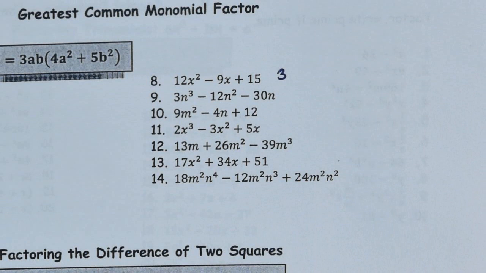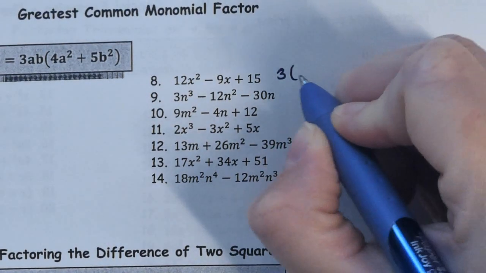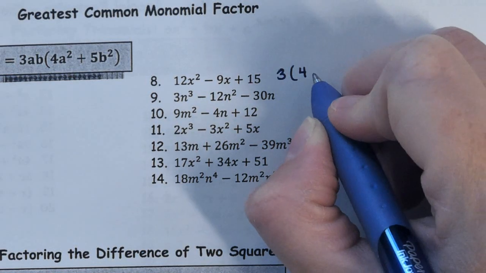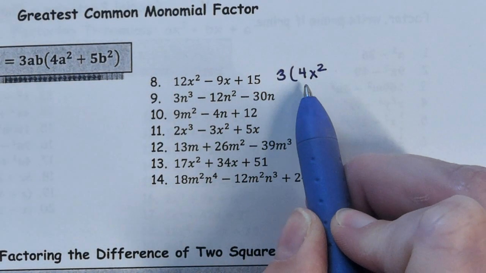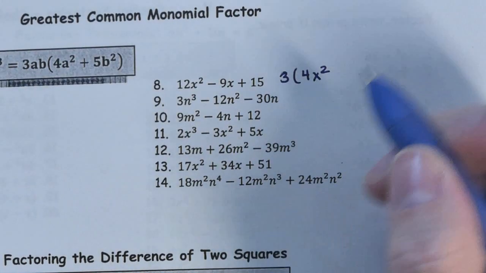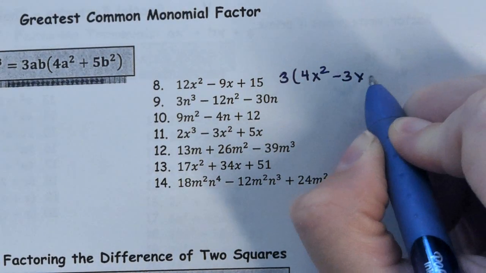Also, some of you might want to put your work on another piece of paper. I just asked that, label your numbers. Can I take an x out from all of them? No. Okay, so I take out the 3, and then I get 4x squared. Right? I'm just dividing. 12 divided by 3 is 4. 9 divided by 3 is negative 3x. 15 divided by 3 is 5.